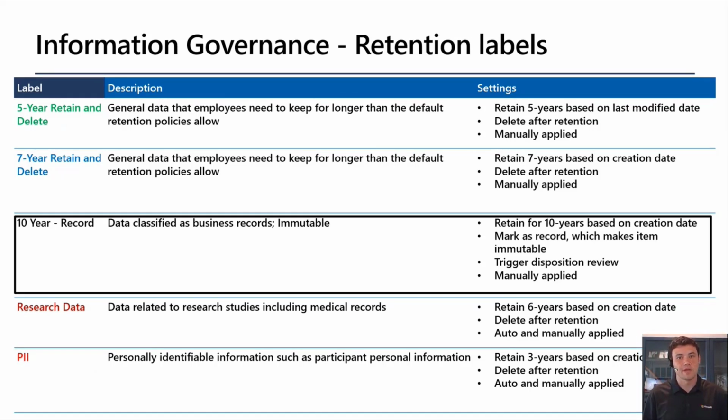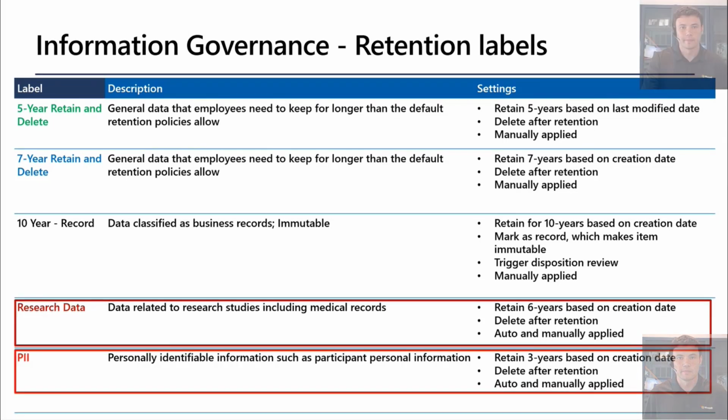Next, we want to make sure that we have a label in place for records. We mentioned before that records are vitally important as they serve as immutable memories of a business. We need to be able to keep these records for 10 years from the creation date, but before we delete them, we want to initiate a review process called disposition review, which will allow our records managers to confirm the item is ready for deletion or decide to extend the retention if necessary.